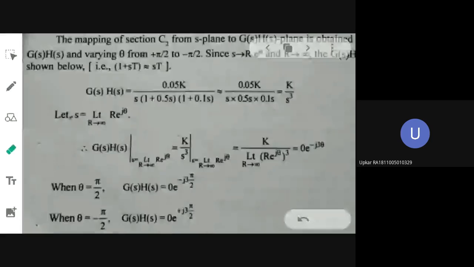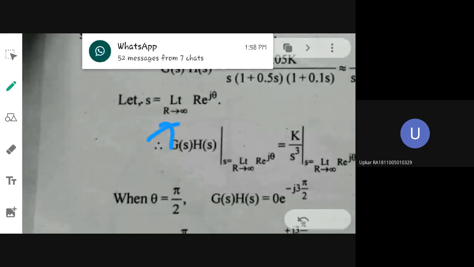The general representation for that is s equal to limit R tending to infinity R into e power j theta, where R represents your magnitude and theta represents your phase angle. So you know what is R. R tends to what value and theta tends to what value? Tell me. Just now I told you, R is radius. Radius is tending to infinity or 0?